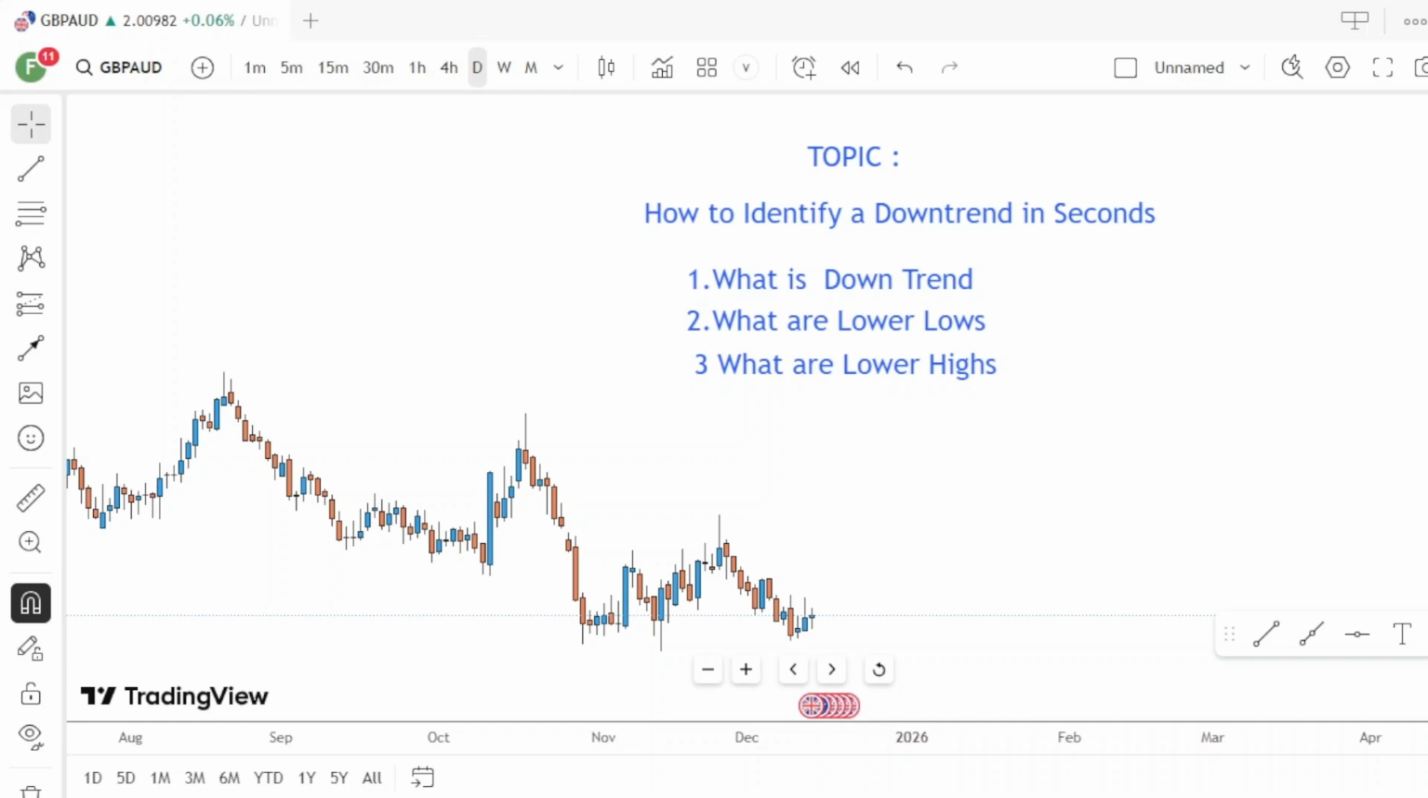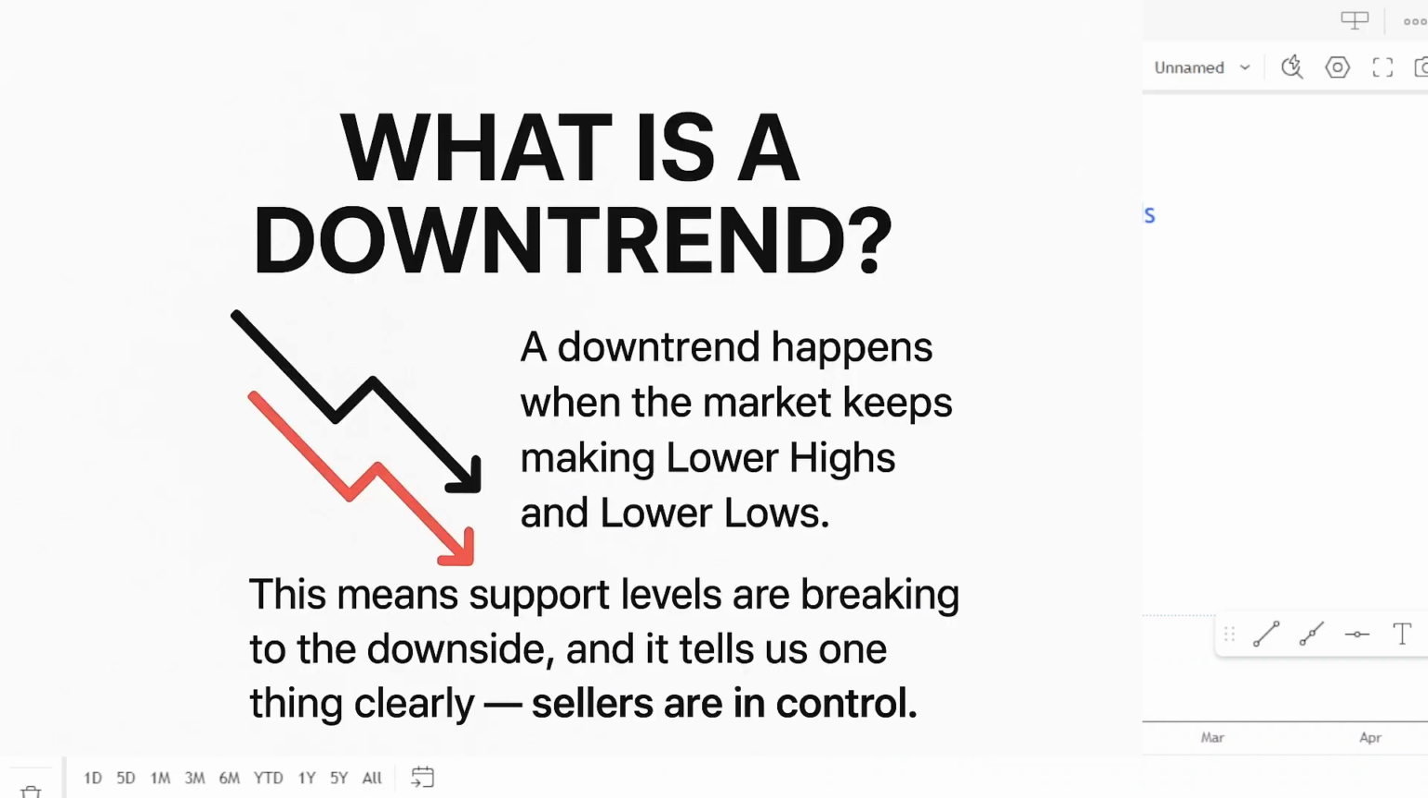What is a downtrend? A downtrend happens when the market keeps making lower highs and lower lows. This means support levels are breaking to the downside, and it tells us one thing clearly: sellers are in control. Every time price breaks to go up, sellers step in and push it down. But as simple as this may sound, not every trader can interpret this on the chart.